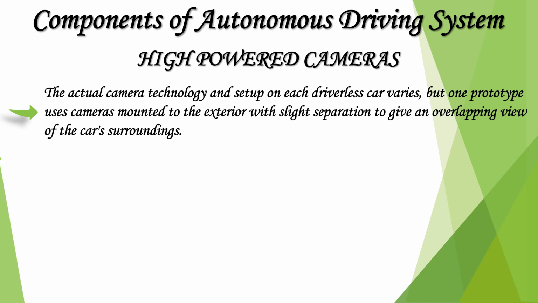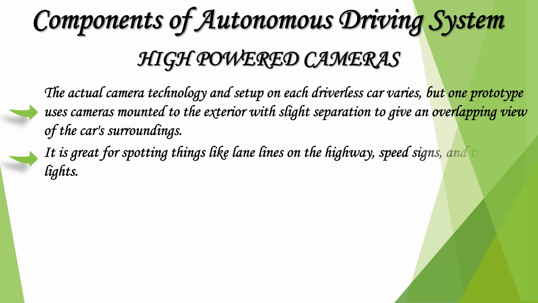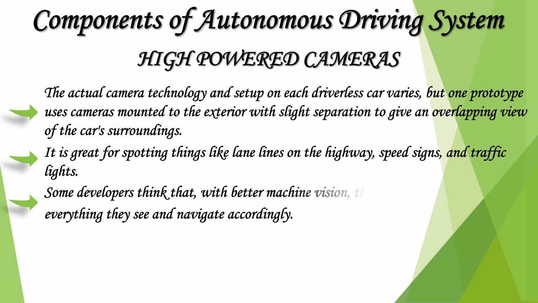High-powered cameras. The actual camera technology and setup on each driverless car varies, but one prototype uses cameras mounted to the exterior with slight separation to give an overlapping view of the car's surroundings. It is great for spotting things like lane lines on the highway, speed signs, and traffic lights. Some developers think that, with better machine vision, they can use cameras to identify everything they see and navigate accordingly.